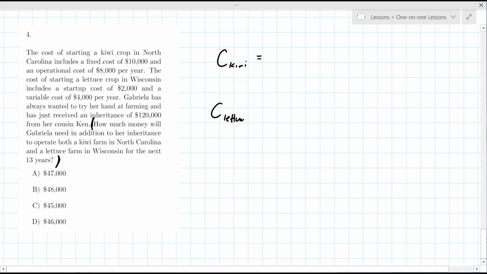So the kiwi is $10,000 to start, and then hang on just a second, please. No problem.